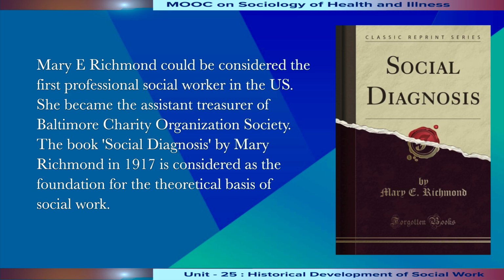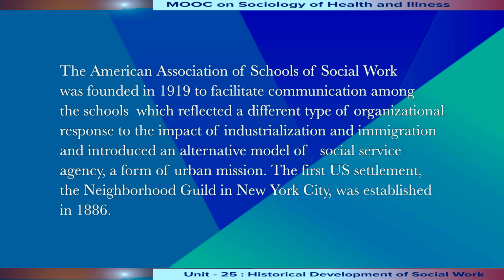The book Social Diagnosis by Mary Richmond in 1917 is considered as the foundation for the theoretical basis of social work. The American Association of Schools of Social Work was founded in 1919 to facilitate communication among the schools, which reflected a different type of organizational response to the impact of industrialization and immigration, and introduced an alternative model of social service agency, a form of urban mission. The first U.S. settlement, the Neighborhood Guild in New York City, was established in 1886.